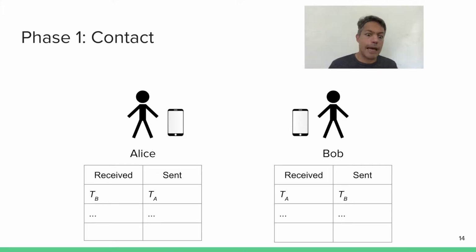So let's say Alice sends TA to Bob and Bob sends TB to Alice. They both record these tokens in lists on their phone. So Alice records that she received TB and sent TA, and Bob does vice versa.